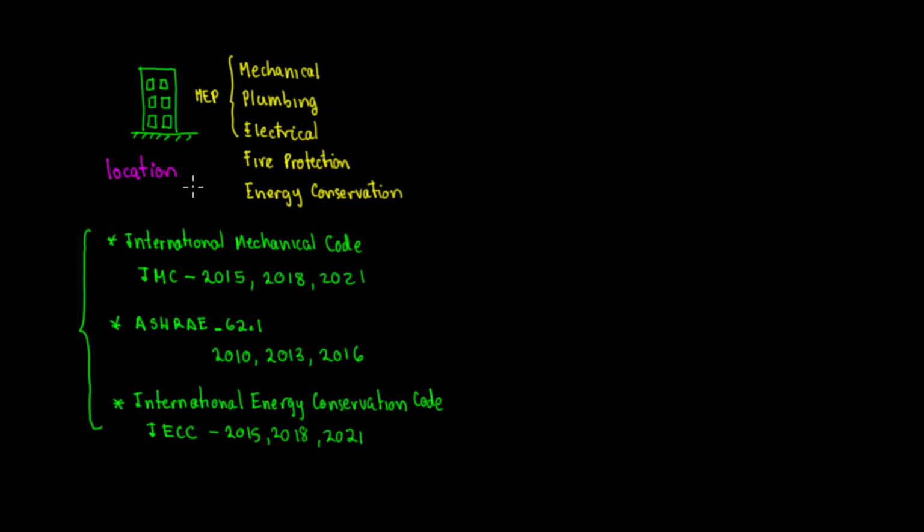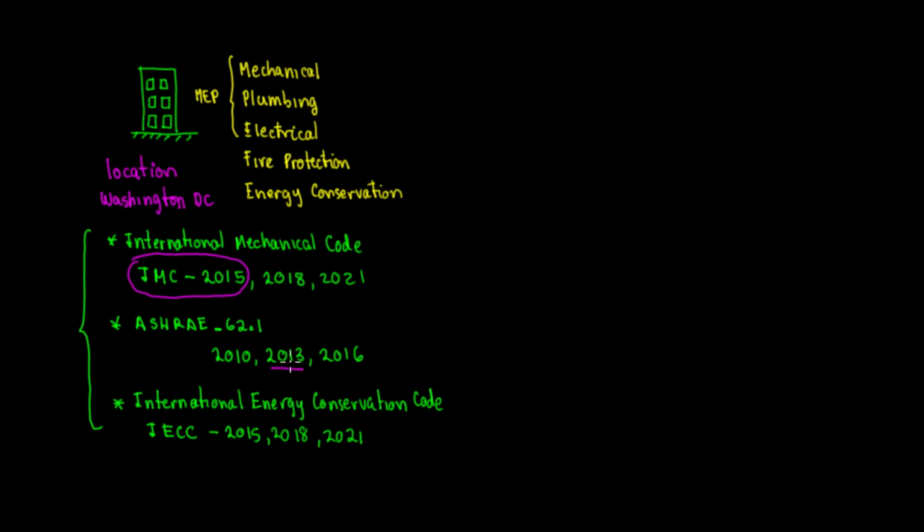For example, by location, we're going to put this in pink. Let's say that we are analyzing Washington DC, and we're going to do more examples, for example New York City or Virginia. In Washington, District of Columbia, the applicable code is the IMC 2015, and ASHRAE is most likely going to be 2013.